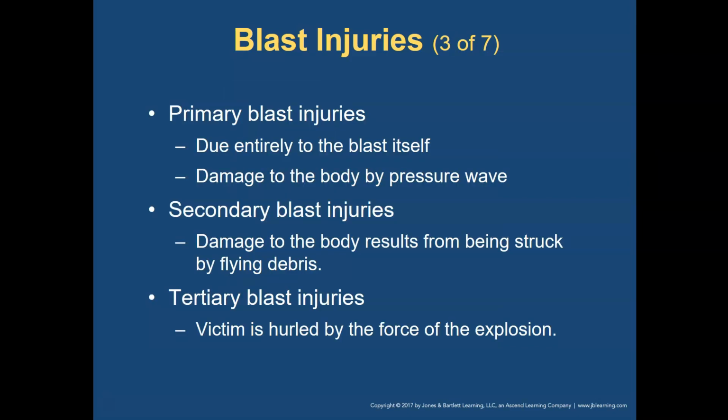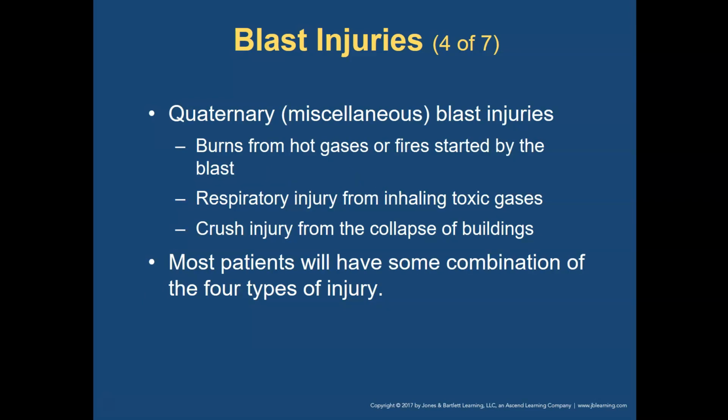Primary blast injury is due entirely to the blast itself. That damage is going to be done by the pressure wave generated by the explosion. Then secondary blast injury, damage to the body that results from being struck by flying debris from the blast. This is going to be very similar to what we'll probably see more often, the same type of injuries in maybe a tornado here in Oklahoma. Tertiary blast injury, the victim is hurled by the force of the explosion against a stationary object. And then, as I said, I believe it's quaternary, burns from hot gases. You can get respiratory injuries, crush injuries, suffocation, all kinds of things. But most patients who survive an explosion are going to have some combination of the four types of injuries that were just mentioned.